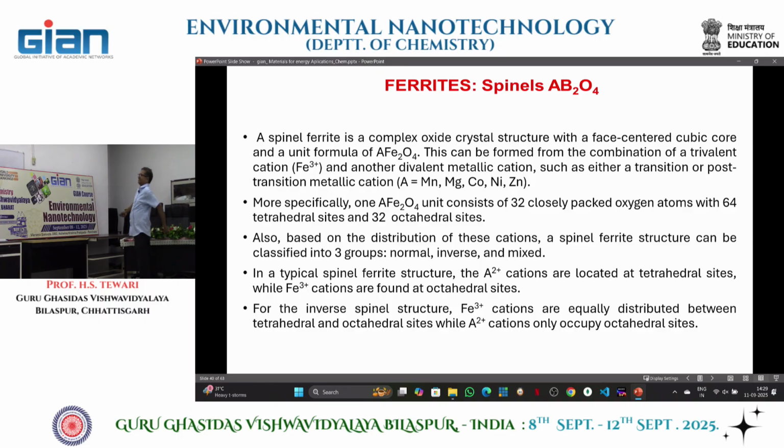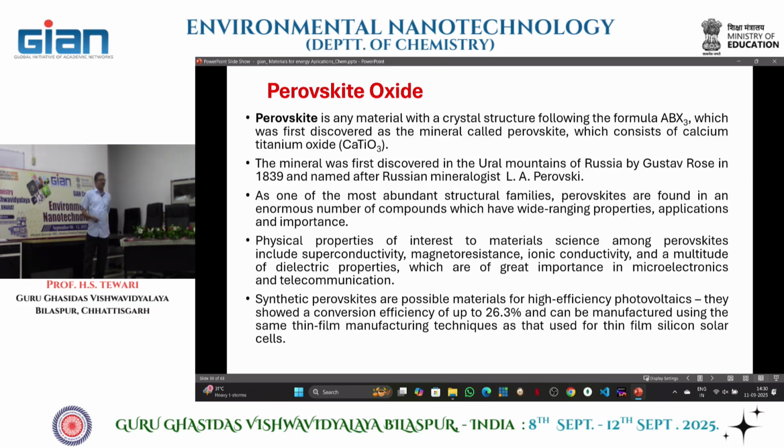So there are two cations in the spinel structure, A and B. B is iron, Fe3+, and A is divalent. If the divalent ions go to the tetrahedral site and the trivalent ions go to the octahedral site, that is called a normal spinel. But if the divalent ions go to the octahedral site, and half of the trivalent ions come to the tetrahedral site, that is called an inverse spinel. These spinels are important, but generally people use mixed ones, meaning normal and inverse spinel.